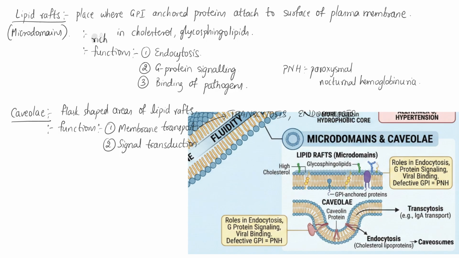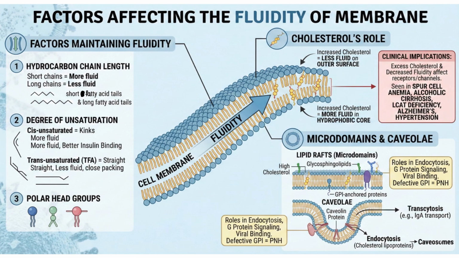So the factors affecting the fluidity: first, the hydrocarbon chain length, smaller chain length, more fluidity. The degree of saturation, the cis unsaturated fatty acids have more fluidity. Polar head groups, based on size: larger the size, more fluidity. Higher the charge, less fluidity. And then the cholesterol role: increased cholesterol, less fluidity on the outer surface, more fluidity on the inner surface.